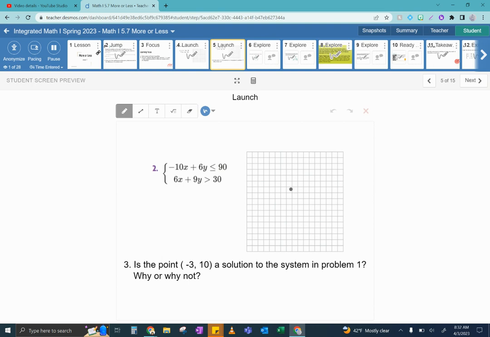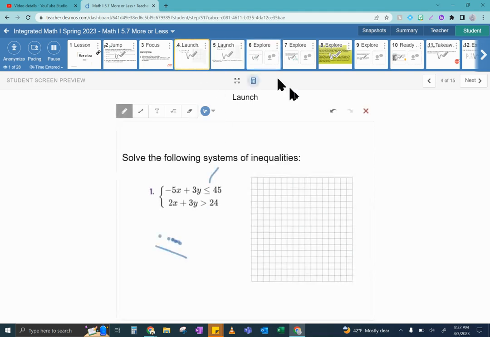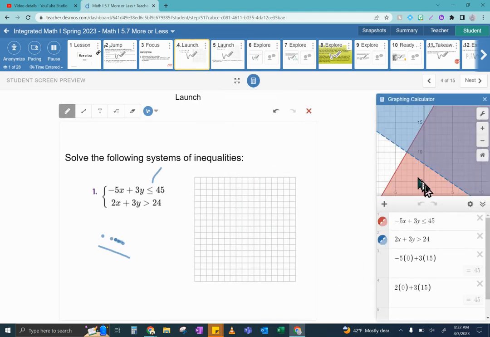All right, so number 2, you're going to be left to do that one on your own. You're going to graph it. You're going to copy your graph here and make sure that you're really good on understanding. This point here, the point -3, 10, is it a solution to the system in problem number 1? Why or why not? So let's go back. Is -3, 10 a solution? So let's look at it. -3, which is this guy here, up 10.